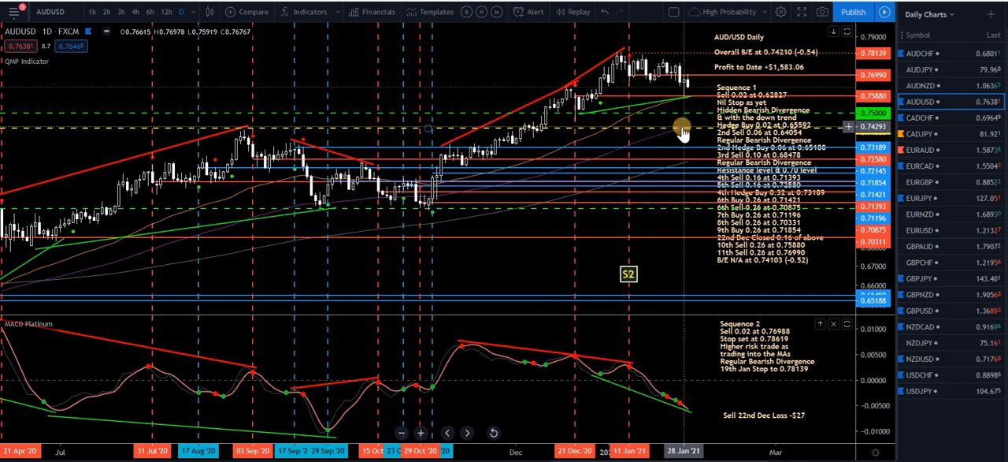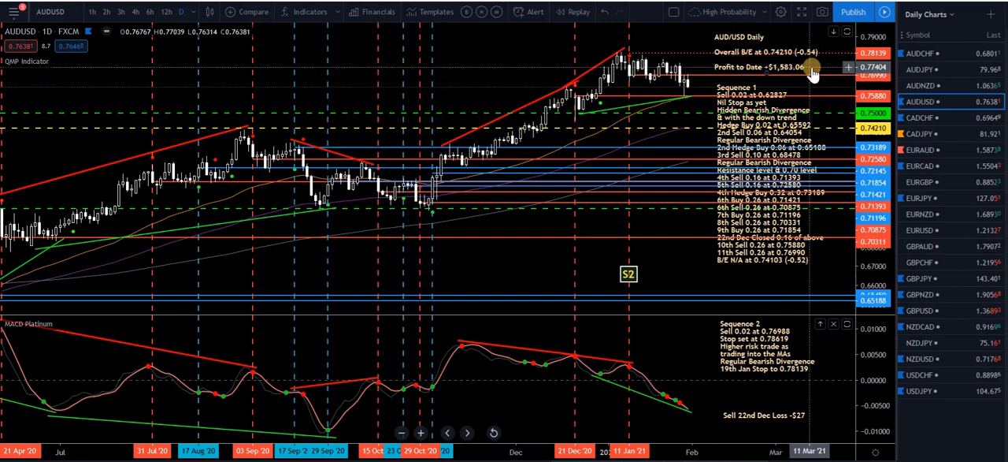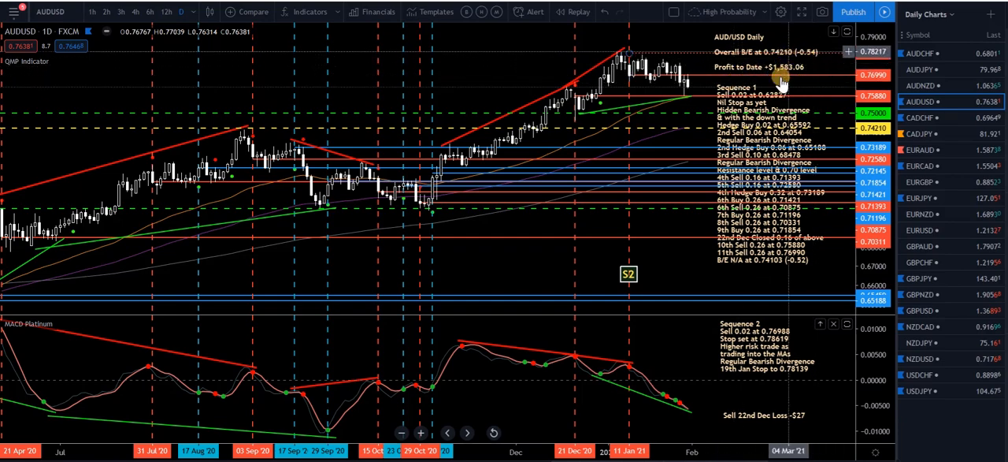Break even for Aussie is down here, so it's not that far away at all. 74.20. Price is currently at 76. So a couple hundred pips, which is not that far on the daily chart. It'd be nice to get down there just to clear these old sequences on the Aussie. Made a bit of profit, 1,583, so it's going all right.